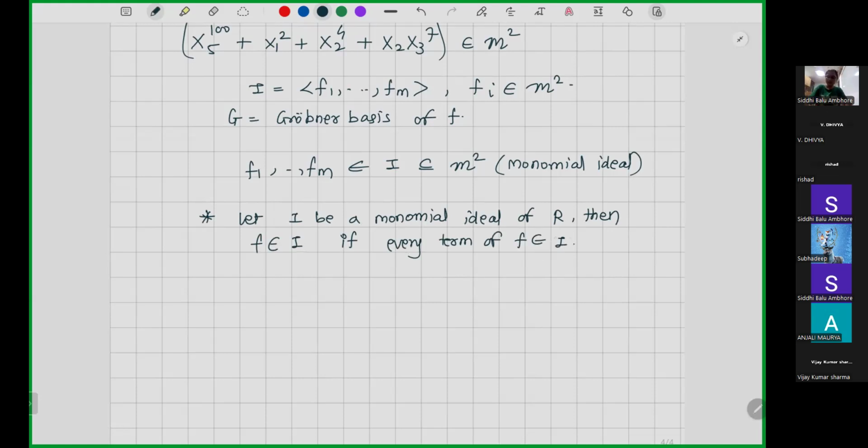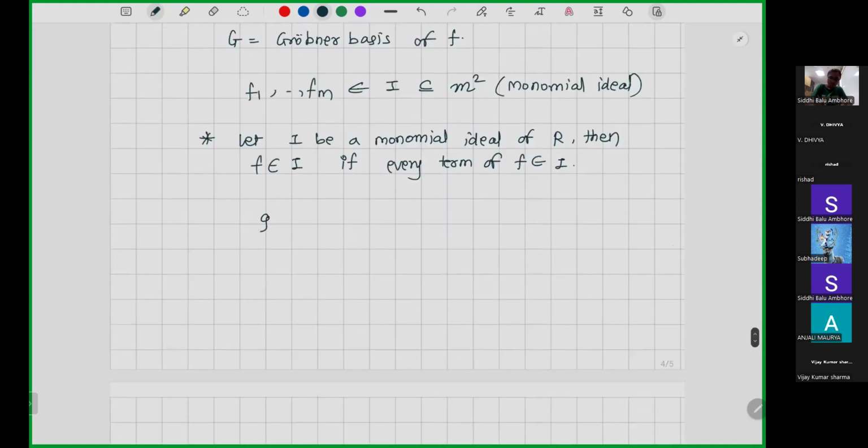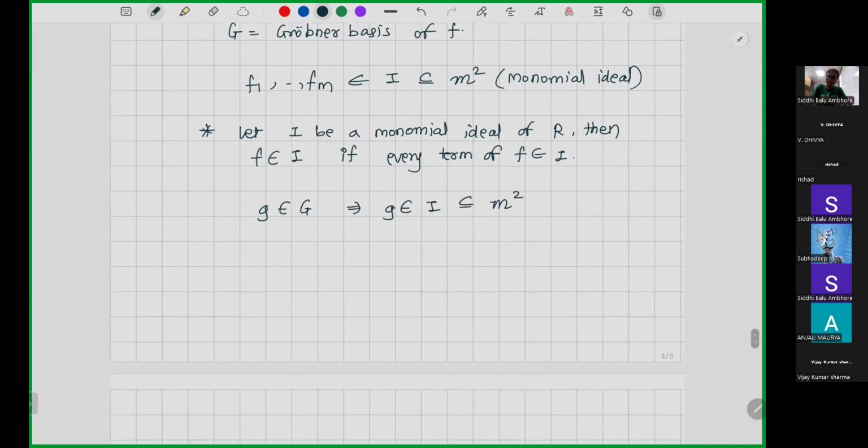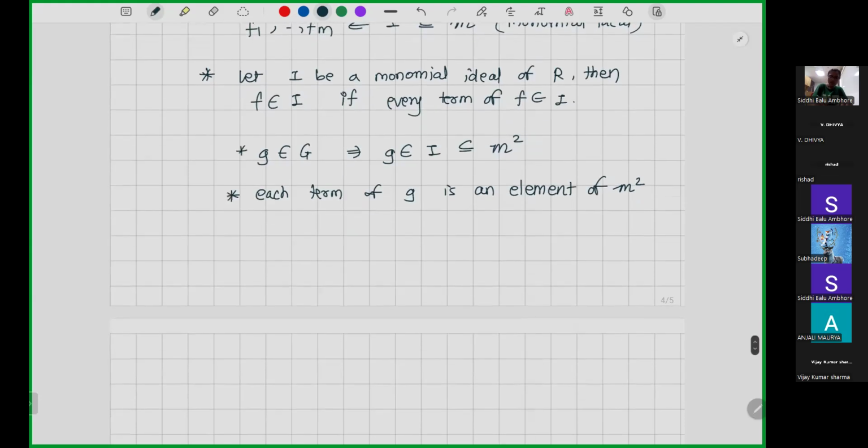So when I say that G belongs to the Gröbner basis, this implies that G belongs to this I as well, right? But this I is anyway contained in M square. So each term of G is an element of M square. I hope you all are following the argument.